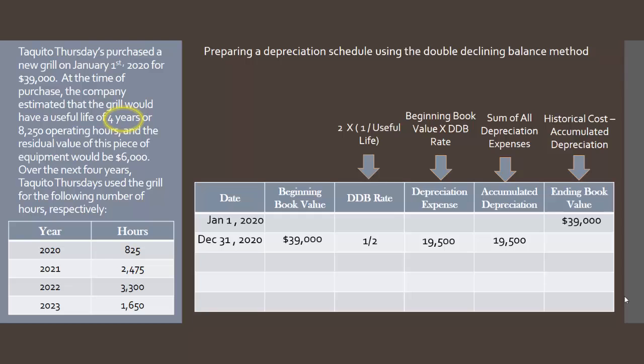It's our first year, so that's going to be our accumulated depreciation, $19,500. We subtract that from our $39,000 historical cost that we started with. That is $19,500, which is going to be our book value at the end of year 1.